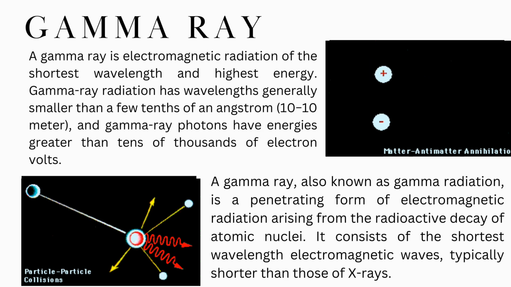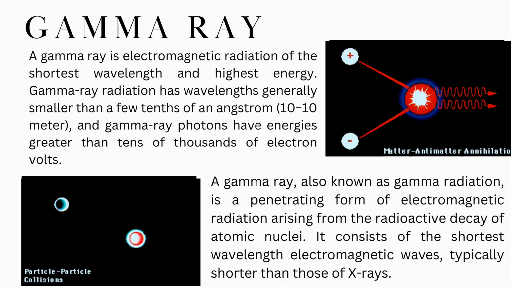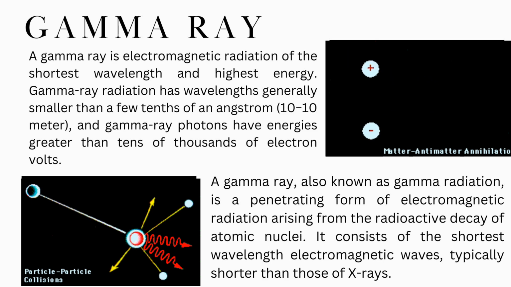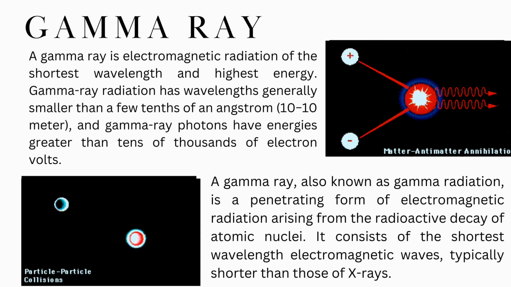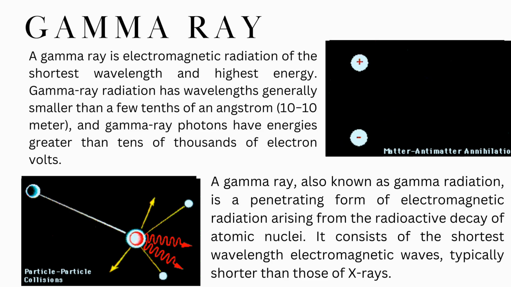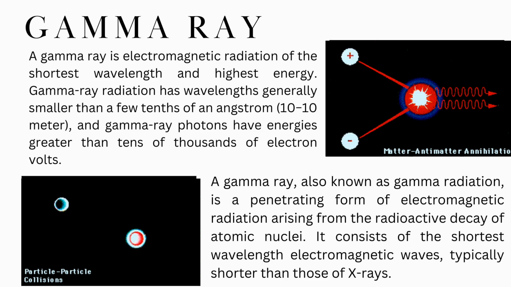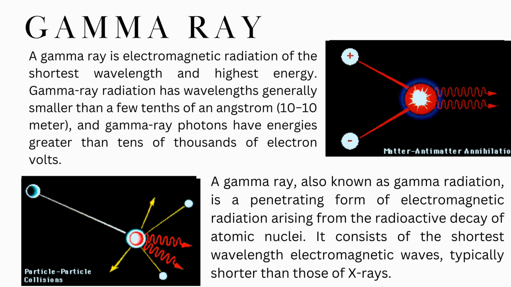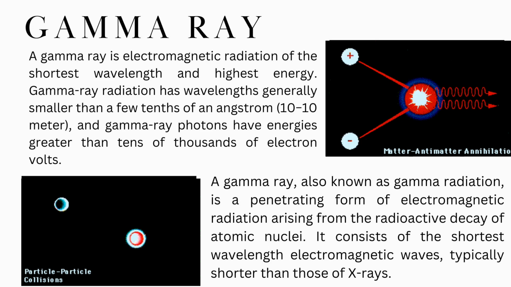Next is gamma ray. A gamma ray is electromagnetic radiation of the shortest wavelength and highest energy. Gamma ray radiation has wavelengths generally smaller than a few tenths of an angstrom, down to 10 to the minus 10 meters, and gamma ray photons have energies greater than tens of thousands of electron volts.